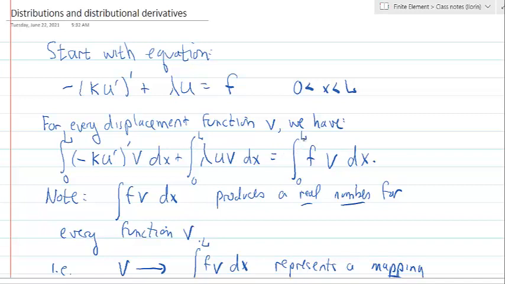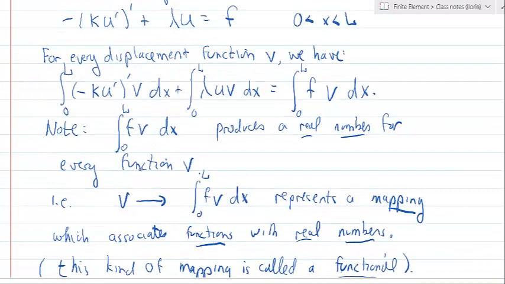So let's focus on the right-hand side. What does the right-hand side do? Now my displacement can be arbitrary. So for any displacement function, this right-hand side gives me a real number. In other words, we have a mapping. We can associate functions with real numbers through this mapping. Every function, I take as my input. I integrate from 0 to L of f times that function, where f is a fixed force. So this associates with a function a number, and that's called a mapping.